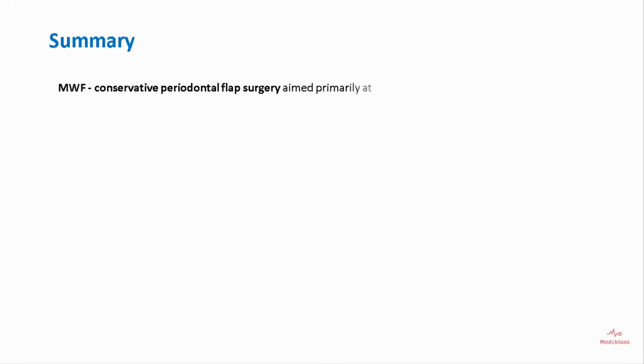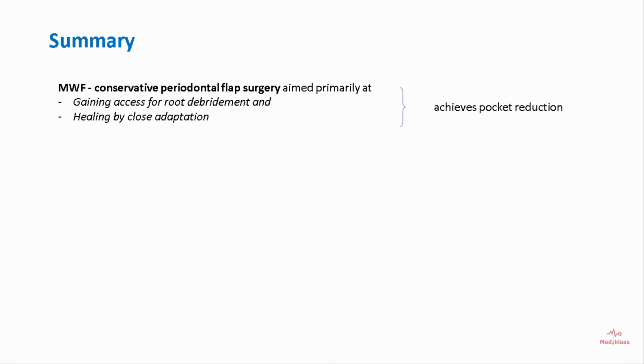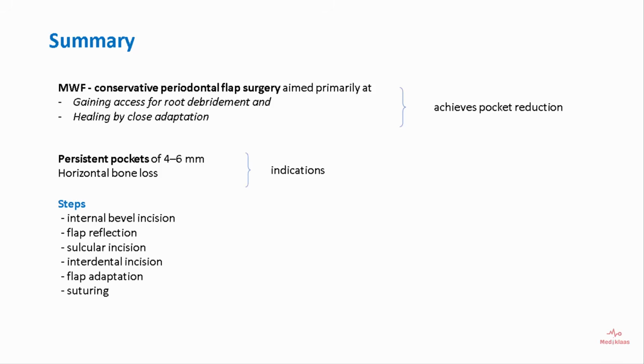So to summarize, Modified Widman Flap is a conservative periodontal flap surgery which is aimed primarily at gaining access for root debridement and healing by close adaptation. This allows for pocket reduction. It is indicated in persistent pockets of 4 to 6 mm where there is horizontal bone loss. Steps involve internal bevel incision, flap reflection, sulcular incision, interdental incision, flap adaptation, and suturing. Assessment of healing is done 6 to 8 weeks after Modified Widman Flap surgery.